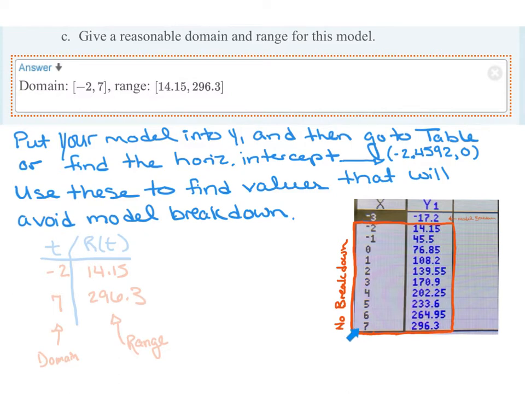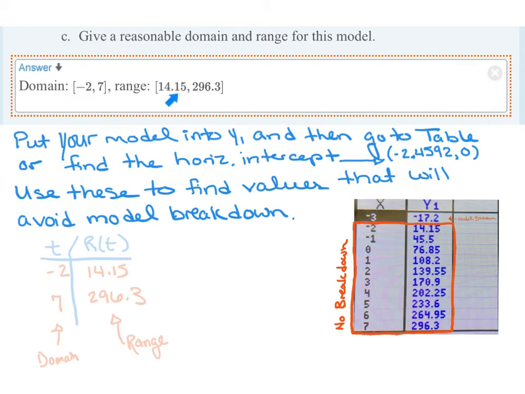So I just went a couple years, but really that number 7 could be an 8 or 9. That's not set in stone what that value is. So at 7, I have an output of 296.3, and I wrote those down there. So the values under T are our domain, and under range are the ones under R of T. So our domain is the inputs, the range are the outputs. So I wrote them up here like this. And the bracket means I can include those values.